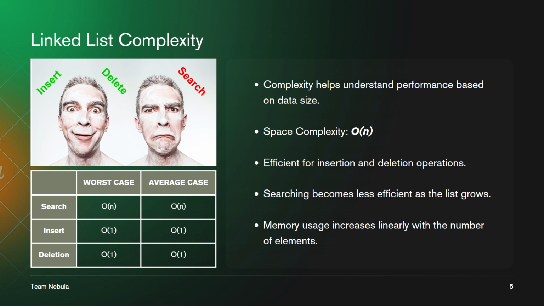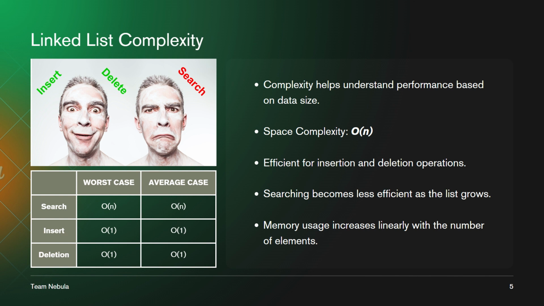Now, let's talk about the complexity of linked lists. Complexity helps us understand how the performance of a data structure changes based on the size of the data it holds. For linked lists, we have two main types of complexity to consider: the time complexity as well as the space complexity. The time complexity for searching in a linked list is big O of n in both the worst and average cases. This means that if we have n elements in the list, it may take on average n steps to find the element we are looking for. So searching becomes less efficient as the list grows larger.